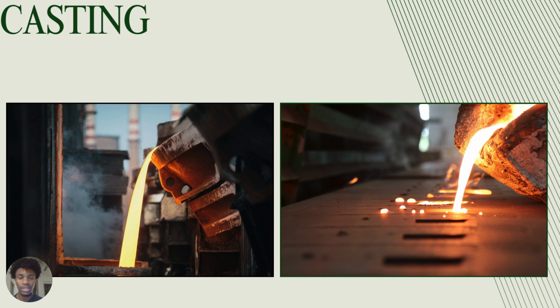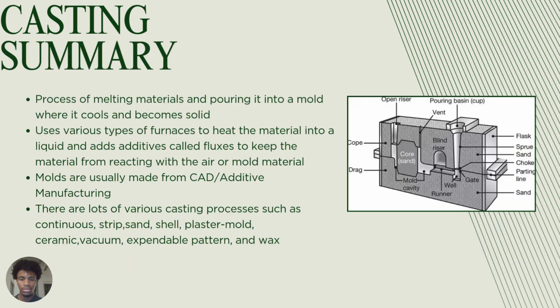The second process I'll be talking about is casting. Casting is the process of melting materials and pouring it into a mold where it cools and becomes solid. It uses various types of furnaces to heat the material into a liquid form, and additives called fluxes to keep the materials from reacting with the air or the mold walls. Molds are usually made from CAD/additive manufacturing, and there are lots of various casting processes such as continuous, strip, sand, shell, plaster mold, ceramic, vacuum, expendable pattern, and wax.